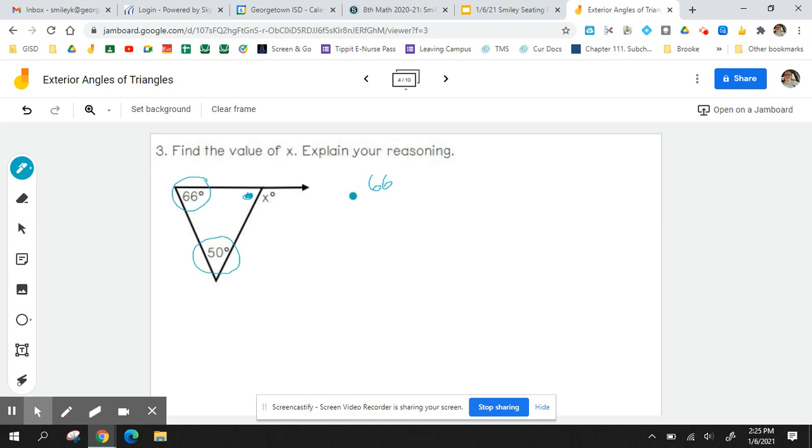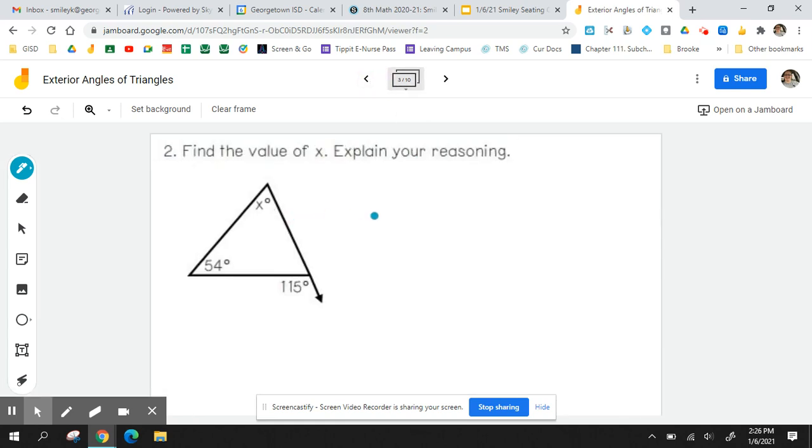So what is 66 plus 50? Hopefully you said 116. Now you don't have to do anything else. That's your answer. That is the degree for x, because when we add these two together, our answer is this one right here, that exterior angle. Okay, so let's jump back to number 2. So now it's kind of backwards.